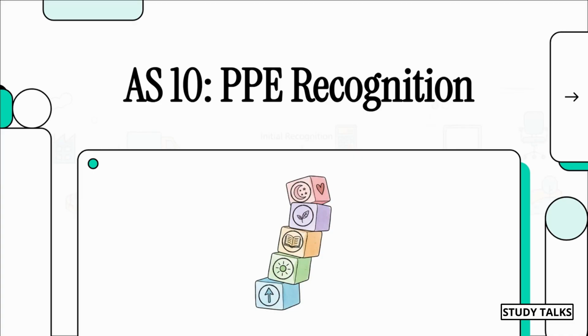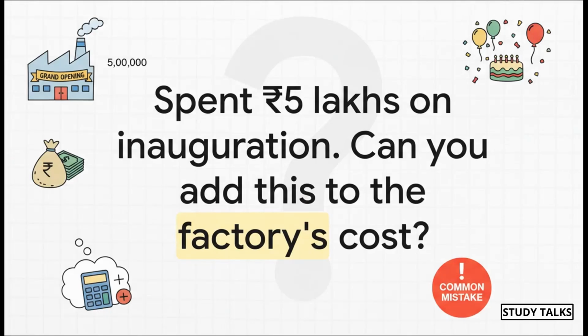All right, let's dive straight into one of the most critical accounting standards for your exams, AS-10, Property, Plant, and Equipment. We're going to break down everything you need to know about getting an asset on your books for the first time, the right way. Let's get this mastered. So, let's kick things off with a classic ICAI trap.